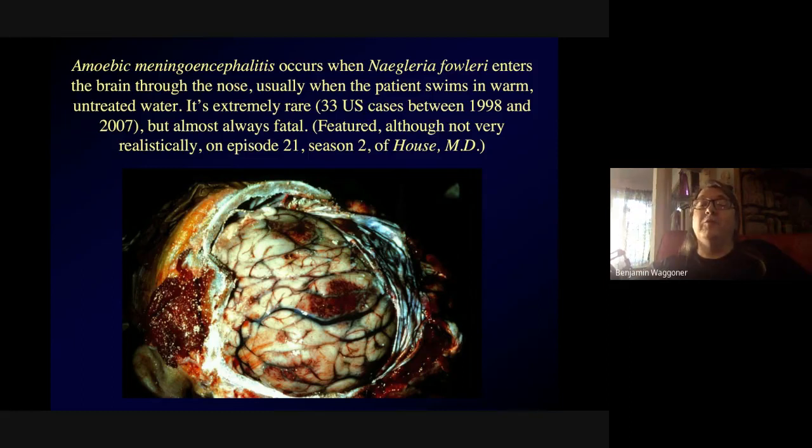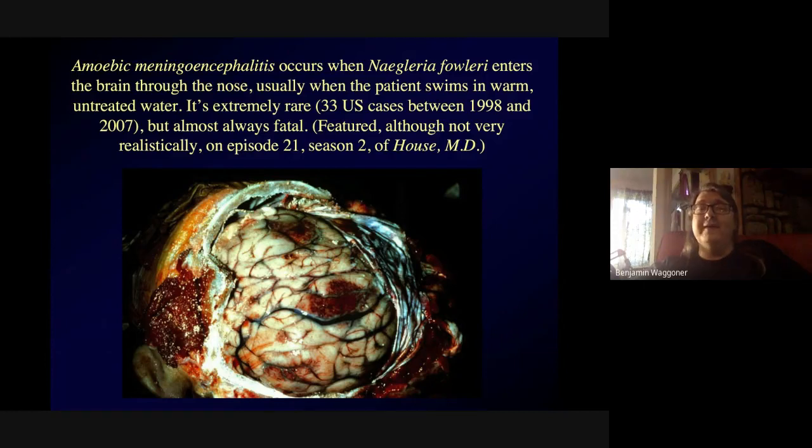Fortunately, this is extremely rare. Between 1998 and 2007, there were only 33 US cases. You really have to be unlucky to get this. Most of the cases come from swimming in contaminated water. Chlorine gets rid of these, and they're not going to grow in comparatively cool water. But if you're swimming in a warm swimming hole and you get water up your nose, you're at greater risk. Although even then, you kind of have to be unlucky to have this happen.